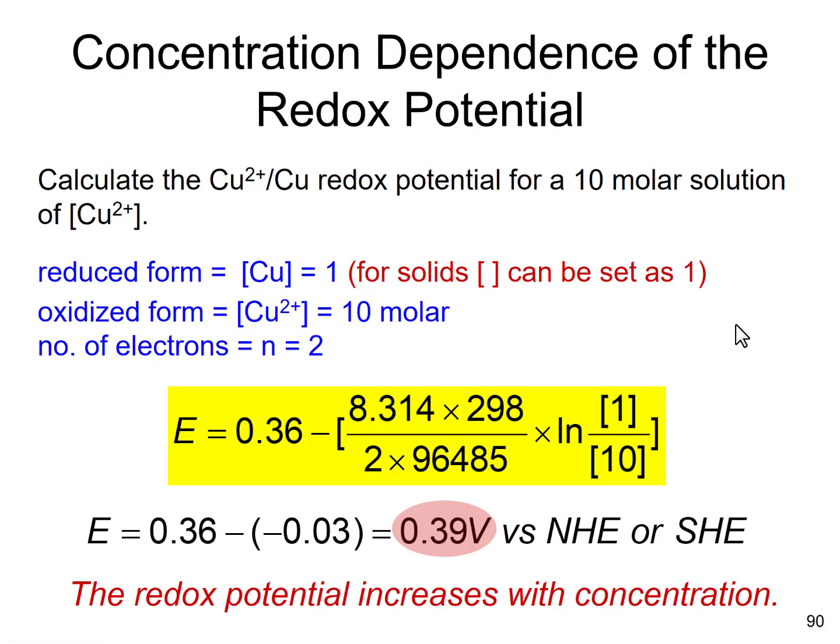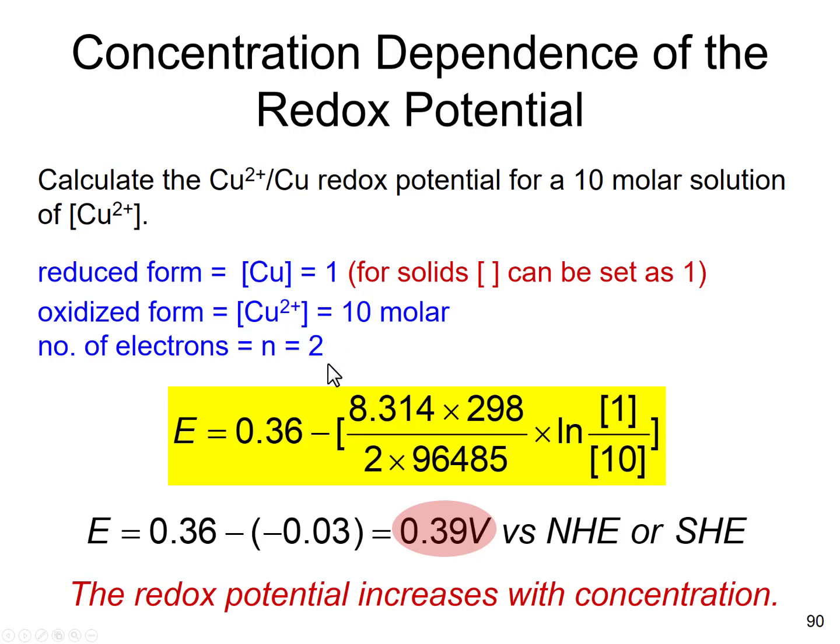And as an example, we can calculate the copper 2 plus/copper redox potential for a 10 molar solution of copper 2 plus. The reduced form in this particular cell will be obviously elemental copper. And so the elemental copper is a solid, which means its concentration can be set as 1. For the oxidized form, we have copper 2 plus ions, and it's indicated in the question that we have a 10 molar solution. So the concentration of the copper 2 plus solution will be 10 molar. The number of electrons being transferred from copper 2 plus to give copper is 2, so N equals 2.